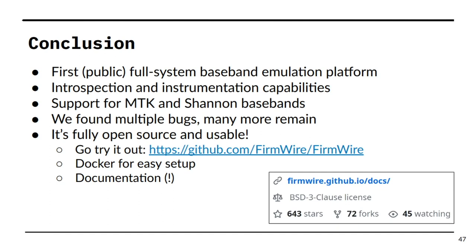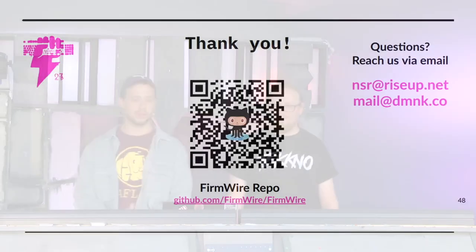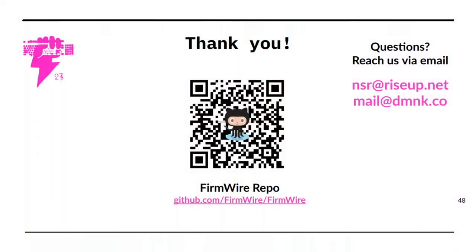Writing a fuzz task is a manual effort. You have to rehearse a ton and then build your task, and there are probably a lot more bugs if you want to look at it. You can check out our source code on firmware/firmware on GitHub. It's Docker, so you can easily set it up, and we have documentation, which is a big plus for an open source project, I think. With that, we want to conclude our talk. You can reach us via email, and you can go to our repo and ask questions starting now. Thank you so much.